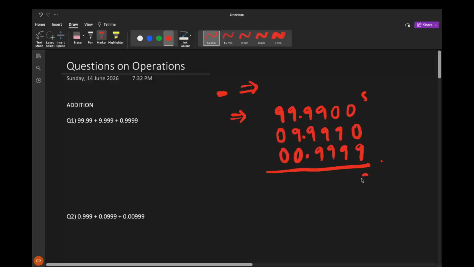0 plus 0 plus 9, 9. 9 plus 9, 18. You know basic addition, right? 9 plus 1, 10. 10 plus 9 plus 9, 18. 18 plus 10, 28. 999 means 9 threes, 9 threes are 27. 27 plus these two, 29. You have to take a carry. 9 plus 9, 18. 18 plus 2, 20. 9 plus 2, 11. The answer is 110.9889.